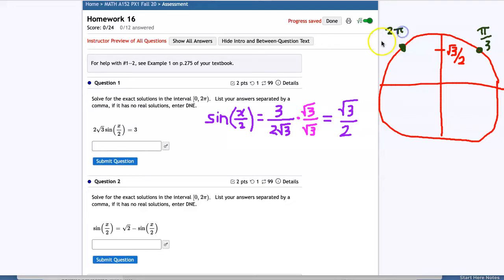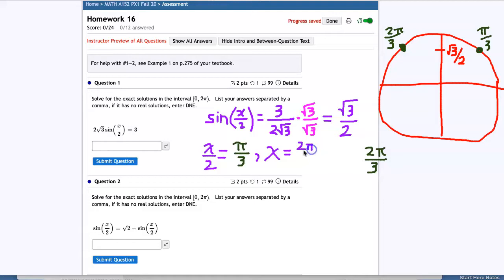What's different is the fact that inside the trig function, we no longer have a plain old x, or a theta. We have x over 2. So what we want to say then is that this angle right here would need to be pi thirds or 2 pi thirds. So now we need to set x over 2 equal to these two values. When we set x over 2 equal to pi thirds, and then multiply both sides by 2, that means that x is equal to 2 pi thirds.